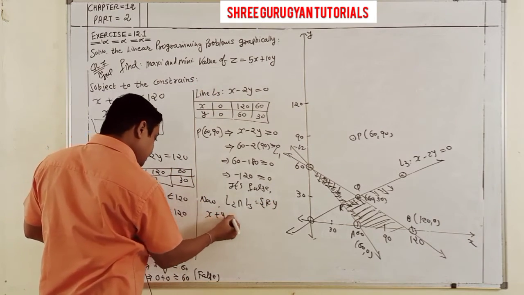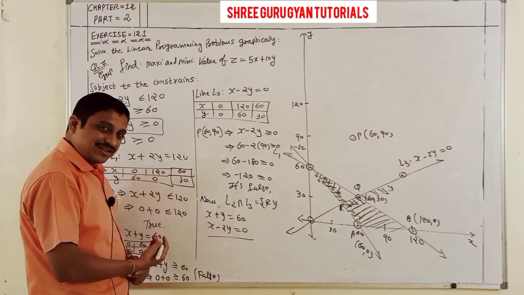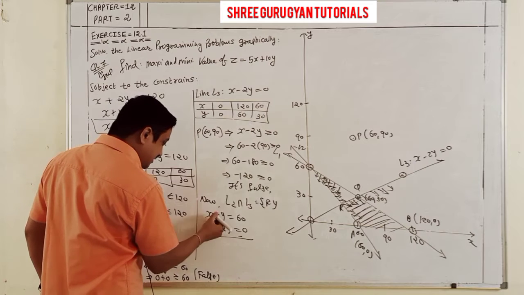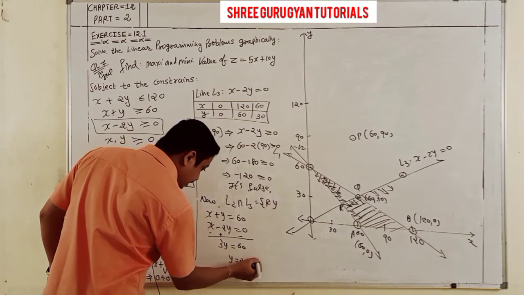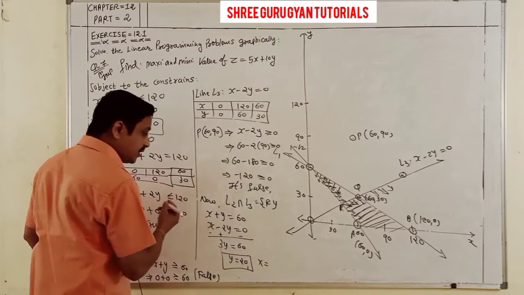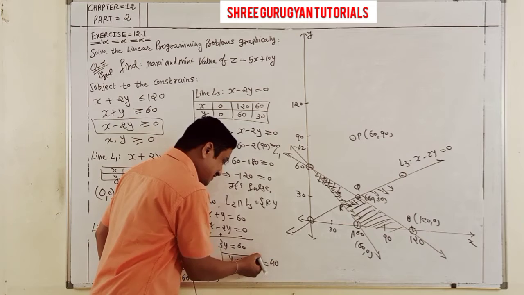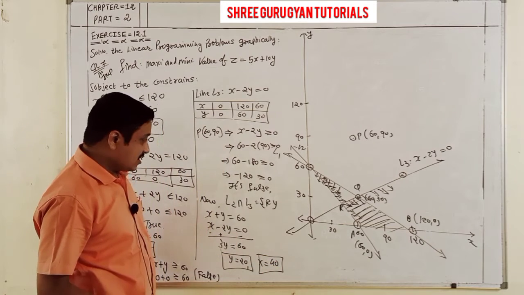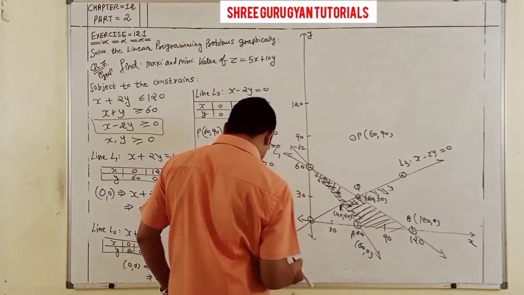This is L2, that's L3: x plus y equals 60 and x minus 2y equals 0. Let's use elimination: minus, plus, minus, this cancels. 3y becomes 60, so y is 20. If you put it here, 60 minus 20 is 40, so x becomes 40 and y becomes 20. So it is 40 comma 20.